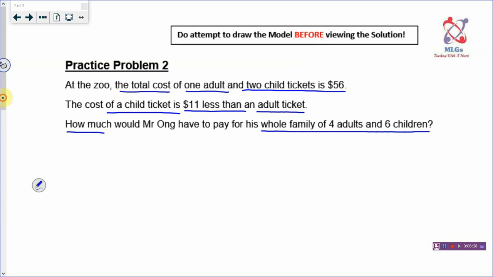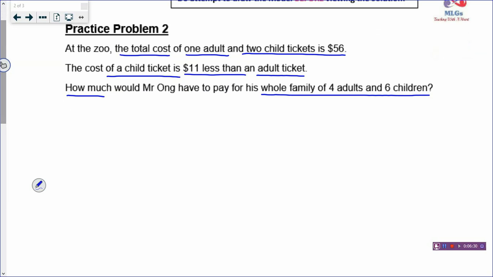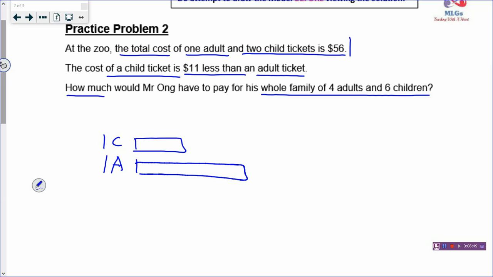Alright, so what do we do? Because I'm going to draw a comparison model, I look at the first sentence. Can I draw a comparison model by looking at the first sentence? I can't, right? So you have to jump to the next sentence, and now you can draw that comparison model. So one child's ticket is less than one adult's ticket. It'll be something like this, and you can put the $11 outside. And that's how you draw the second sentence.